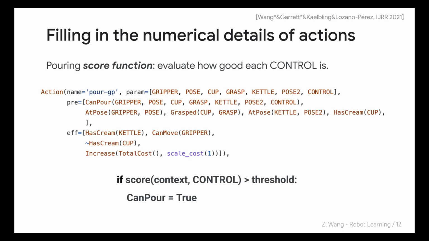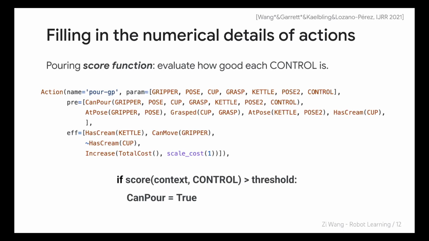Okay, so one of the details that I just brushed through is how do we figure out these control parameters and all these continuous parameters? So again, I just screenshotted one action description from our code base. And this particular action is called, well, it's pouring. You will see why it has a -gp here. And it involves several different parameters that are very similar to the pick action that we've just seen.